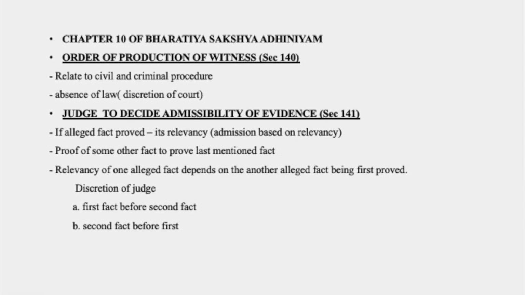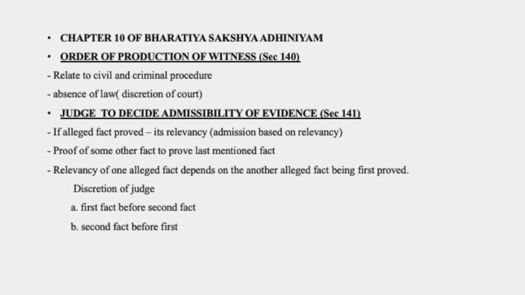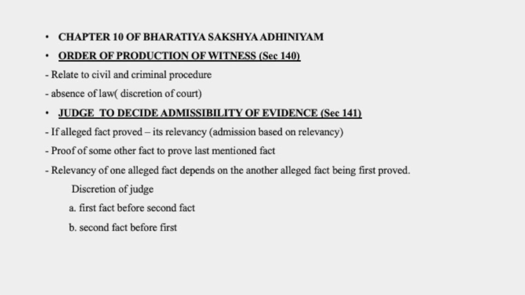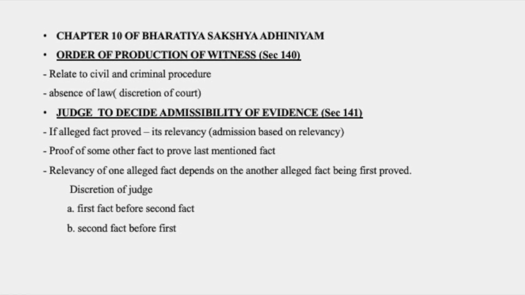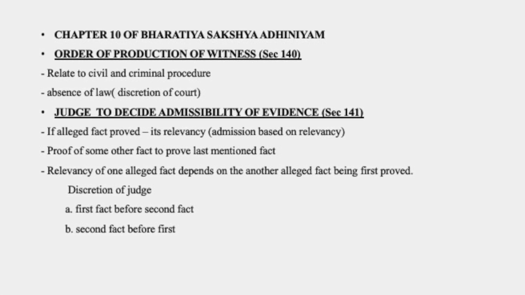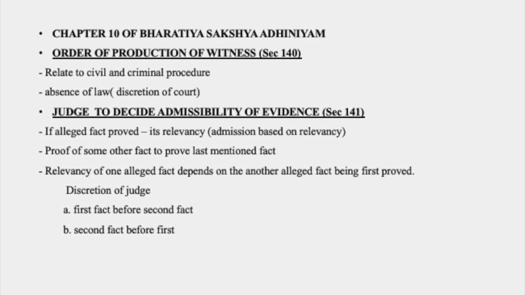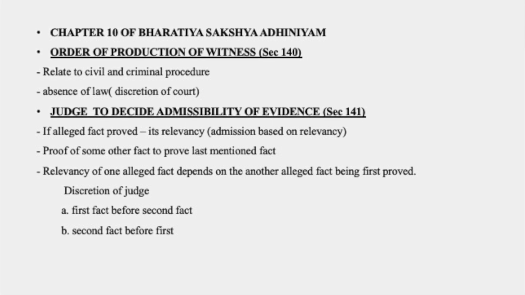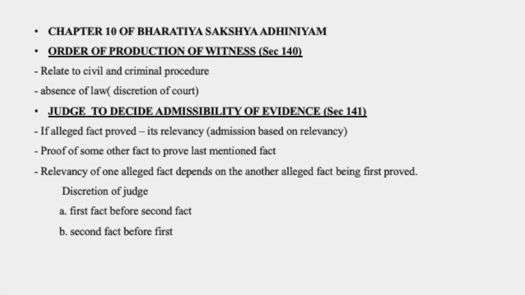The next provision is that the judge is to decide the admissibility of evidence, which is dealt with under Section 141 of the Act. This provision firstly emphasizes that if either party comes to the court to give evidence of any fact, the judge may ask the party whether the alleged fact that is being produced is relevant to the case. If it is relevant, then the judge will admit it based on relevancy.